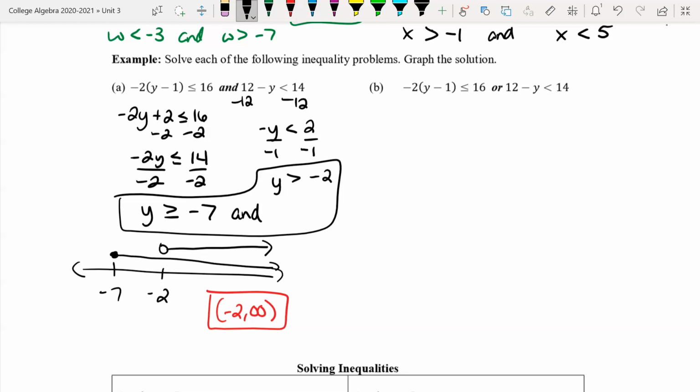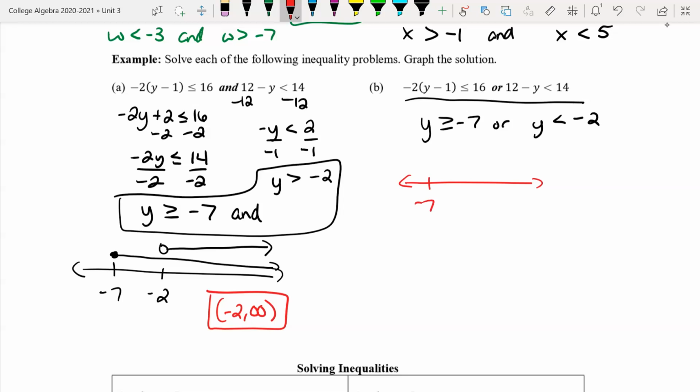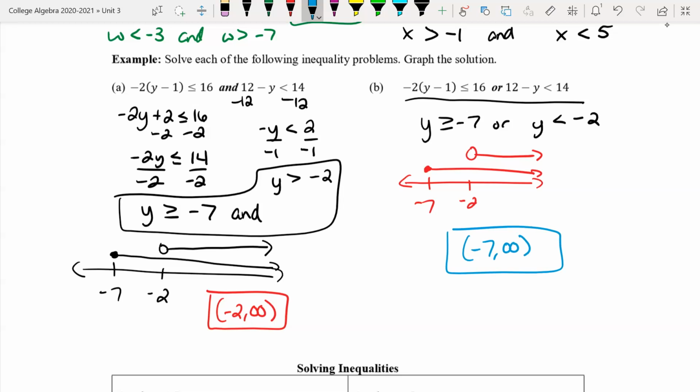All right, so in B, it's the same problems. I'm not going to solve them again. So you're going to get y greater than or equal to -7 or y less than -2. But on this one, when you graph it, same thing. Graph looks the same. But it's an or statement. So or just has to work for one of the lines. So -7 to -2 does work. So I would say the answer is -7 to infinity. So you have to make sure you answer what it's asking. If it's an and statement, it has to be the overlap. If it's an or statement, it just has to work for one of the lines, this or this.